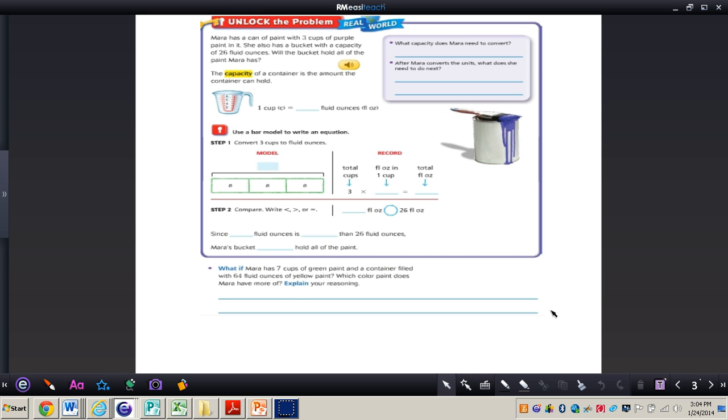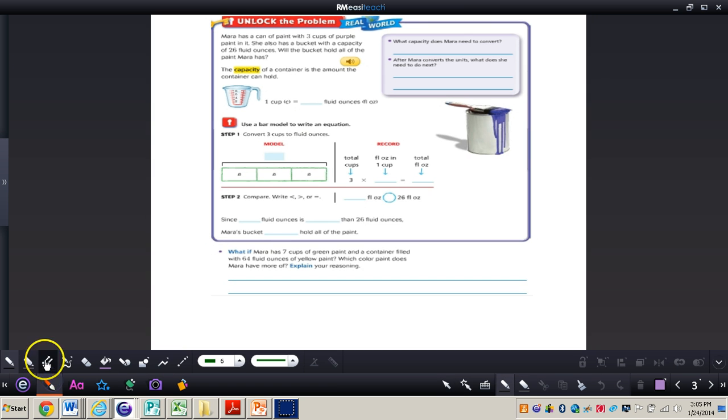It says, Mara has a can of paint with 3 cups of purple paint in it. She also has a bucket with a capacity of 26 fluid ounces. Will the bucket hold all of the paint Mara has? Now it is important to think about some things first. You can see in that purple box, and let's fill this out together. It says, what capacity does Mara need to convert? So what not only Mara needs to do, but we also need to do as well.